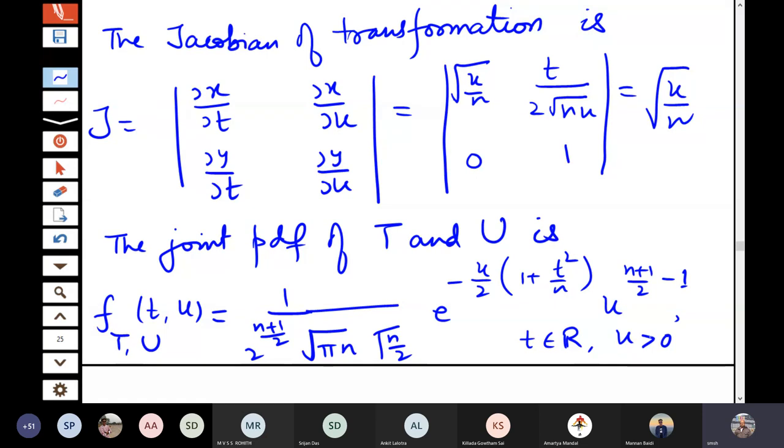So I have just written the terms as we got them here. That is the density of x and y. So we transform x and y to t and u, and we multiply by the Jacobian in the joint density function. So is this term okay?